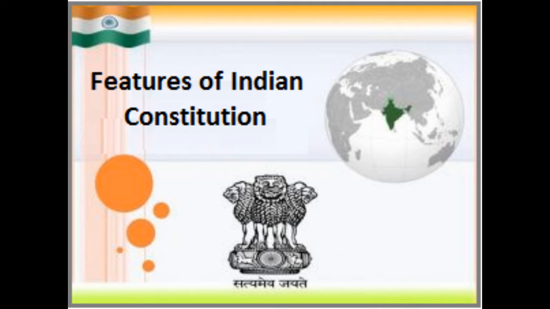The first topic that we learn in this chapter is federalism. One of the important features of our constitution is the federal system. It is a system of running the administration of the country by the governments at two levels, with each one making laws on separate or different subjects.